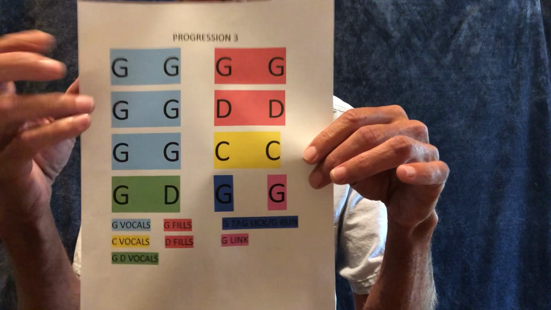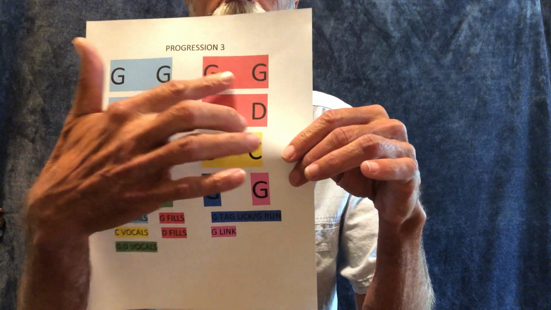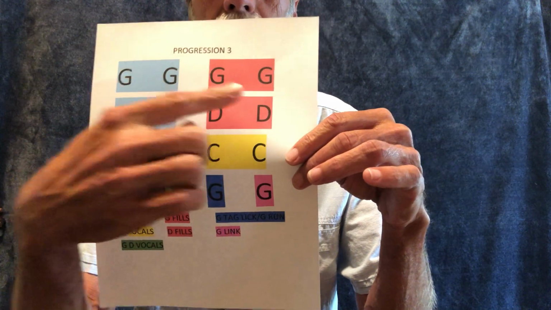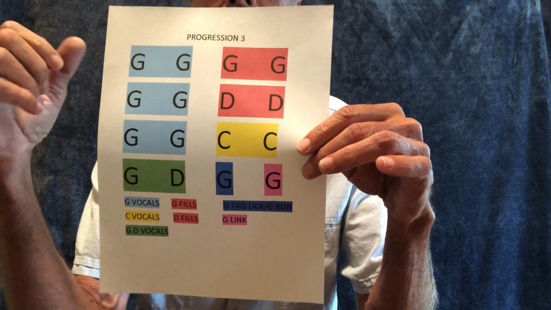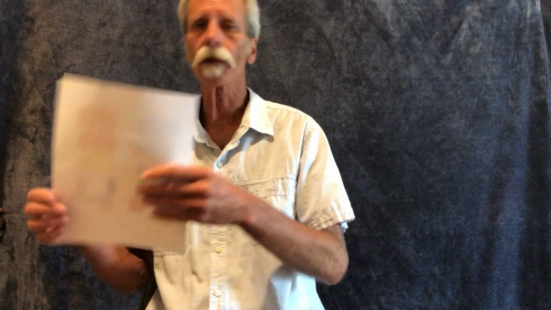So using this one, you know, Mama Don't Allow No Bluegrass Music Round Here. Or they'd be saying your instrument, so you need a G lick to show off there and a D lick to show off there. So that's progression 3. And again, there's a link down at the bottom so you can print these pages out and get familiar with these chord progressions.